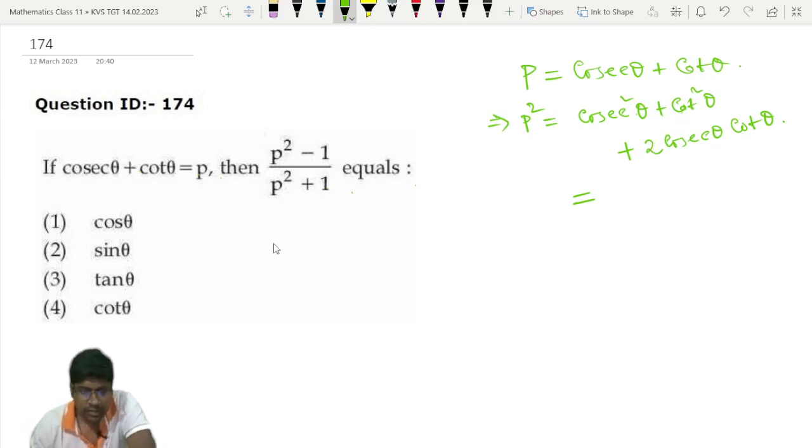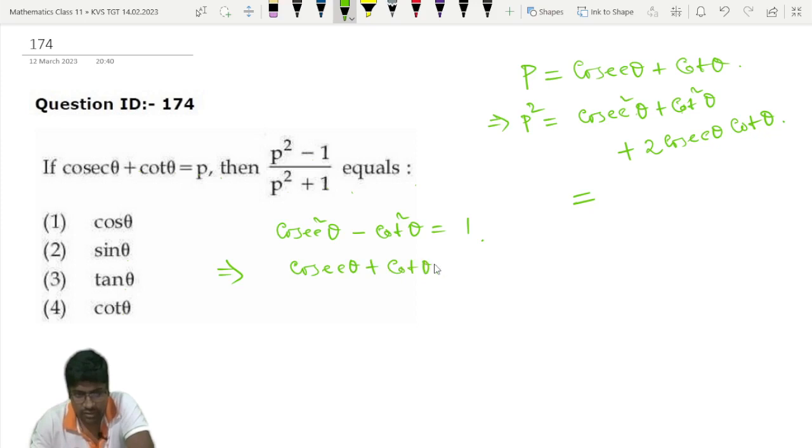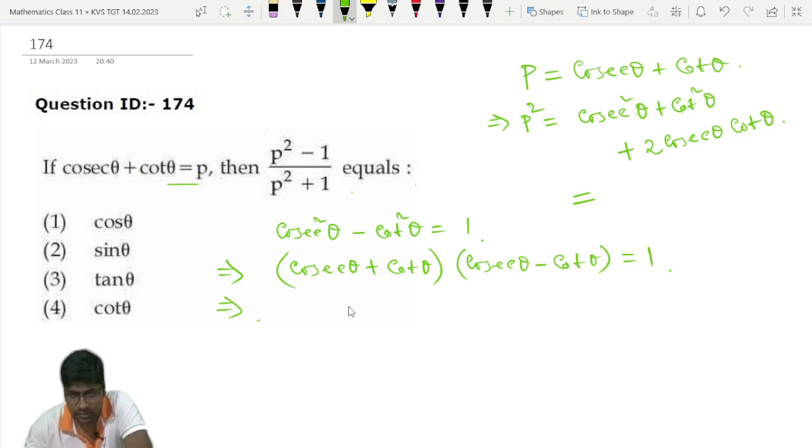Okay, one more thing we can do. We know the relation that cosec square theta minus cot square theta is equal to 1. From here, if we apply the a square minus b square formula, then cosec theta plus cot theta into cosec theta minus cot theta is equal to 1. Now cosec theta plus cot theta is equal to p, that is given. So from here we can write cosec theta minus cot theta is equal to 1 by p.